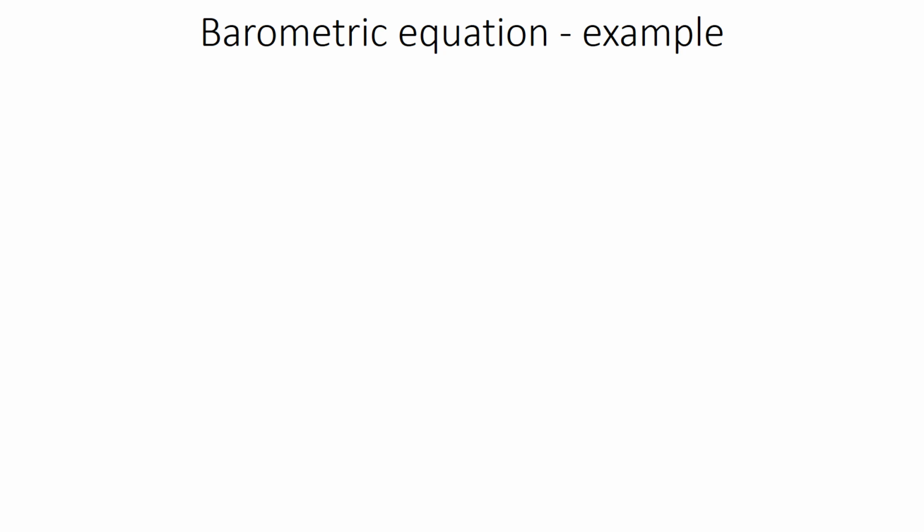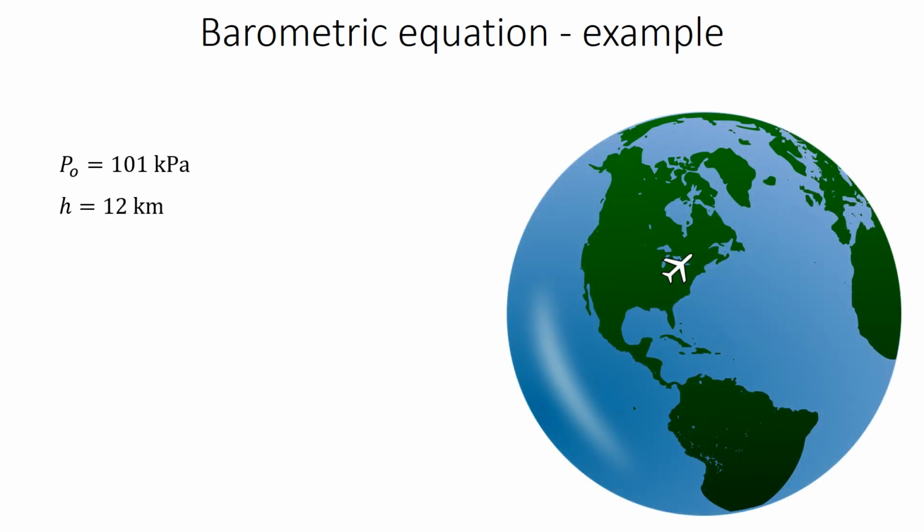Let's take a look at the pressure as a function of depth or height in our atmosphere. At sea level, we know that the atmospheric pressure is 101 kilopascals. What would the pressure be at a typical airplane cruising altitude of 12 kilometers? The barometric equation gives us a way to compare the pressure at these two heights.